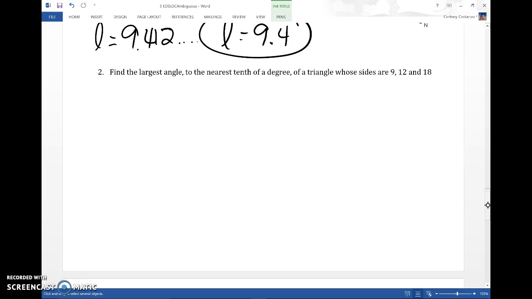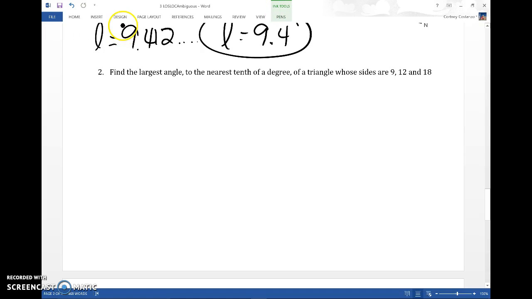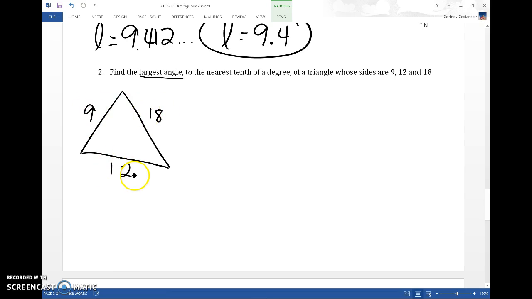Find the largest angle possible, okay? And that's a key word right there. So find the largest angle possible. And basically, whatever you solve for will be your answer. So in this case, we have a triangle. Find the largest angle. So now we're missing the angle, but they're giving us the three sides. So 9, 18, 12. It wants the largest angle.